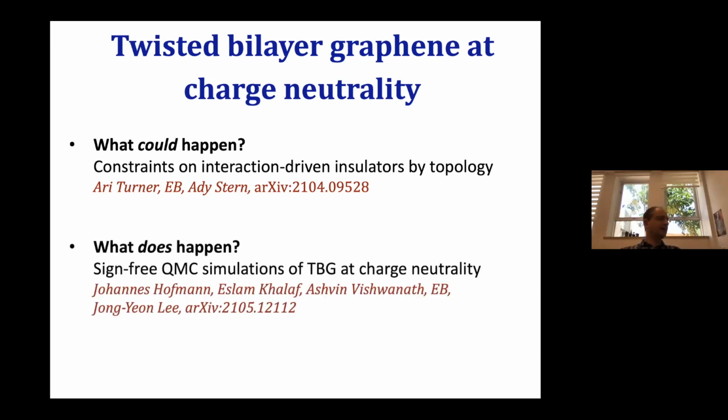In the second part, I'm going to be a little bit more ambitious maybe, and I'm going to ask, what actually does happen at charge neutrality? For that, we'll have to resort to numerics. And I'll show that in fact the kind of standard Hamiltonian that we believe describes magic angle graphene at charge neutrality actually doesn't suffer from the sign problem in quantum Monte Carlo.